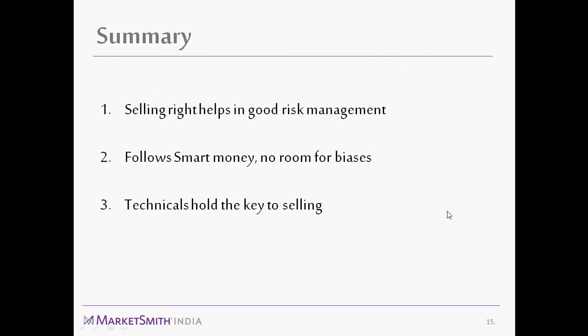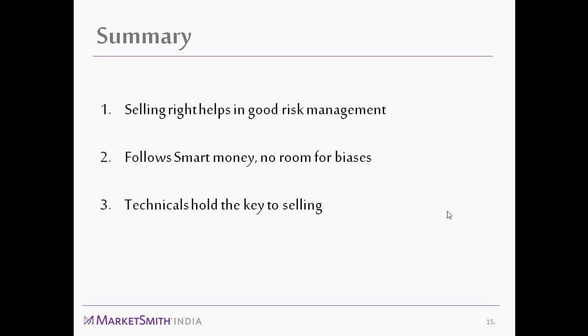So let's summarize our learnings from today's webinar. Selling helps you in good risk management. Like I said earlier, the secret to winning in stock markets is to lose small when you're losing, and when you get it right, you need to be getting it right in a big way. So to lose small when you're losing, you need to look at technical analysis and you need to be having rules around your sell signals.